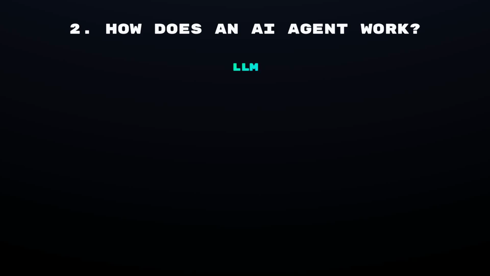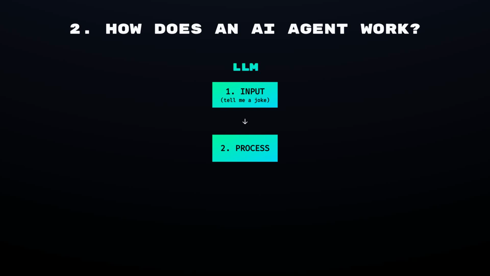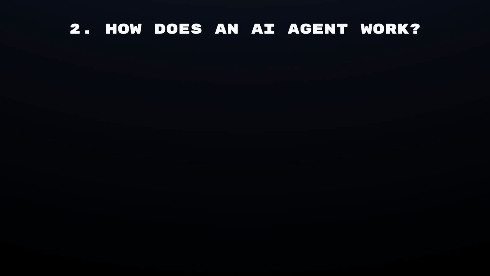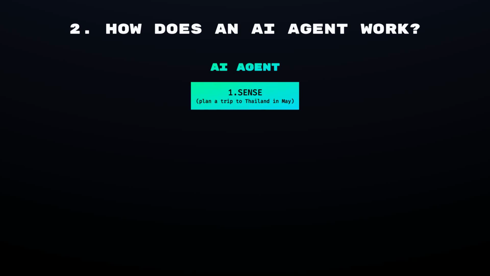Unlike a typical language model, which takes an input, processes it, and provides an output, an AI agent, first, senses its environment. Initially, this involves taking a goal from a user, or perhaps another agent.